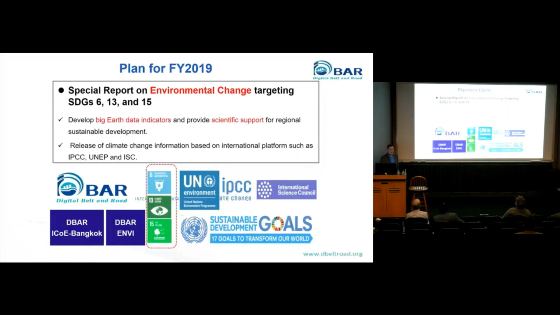And finally, just to mention a few things about the plan for our working group, the Environmental Change Working Group, for 2019. We plan to produce a special report on environmental change that targets those 3 sustainable development goals: clean water, climate action, and life on land, and to develop the data indicators that we're going to use to support sustainable development.